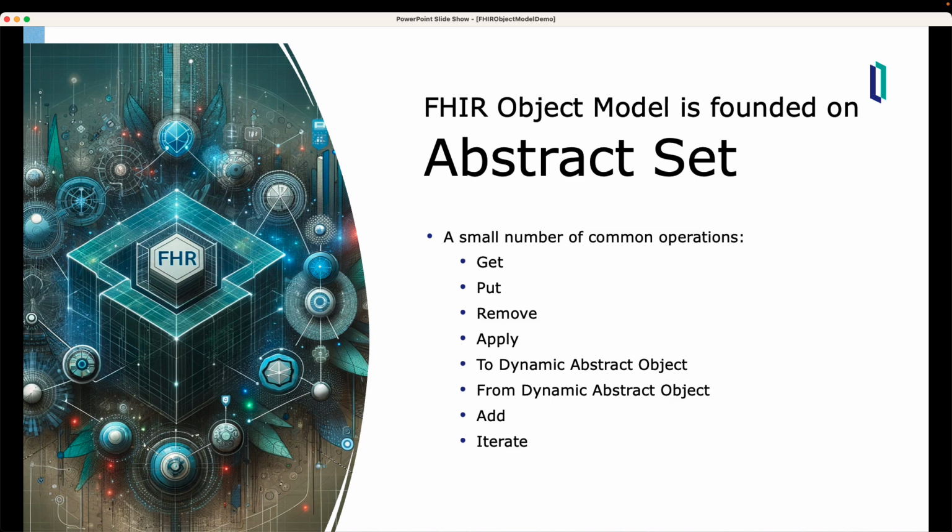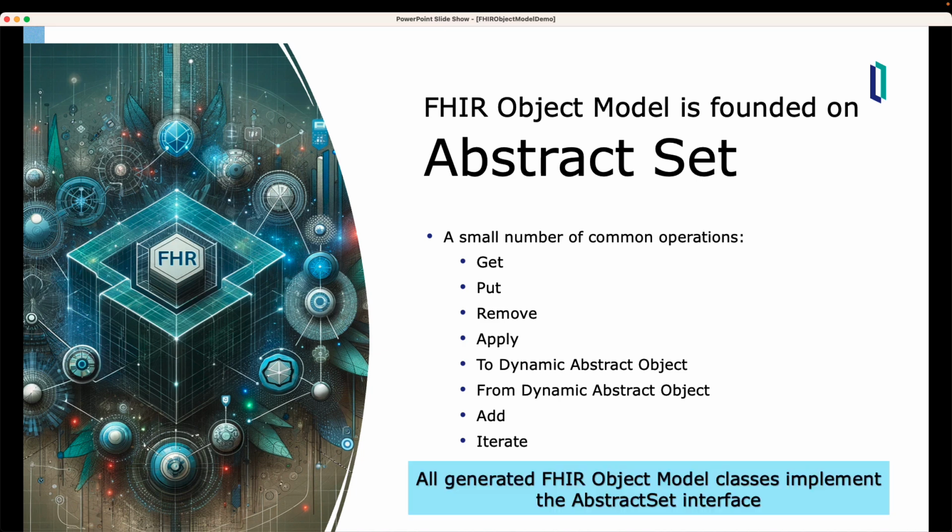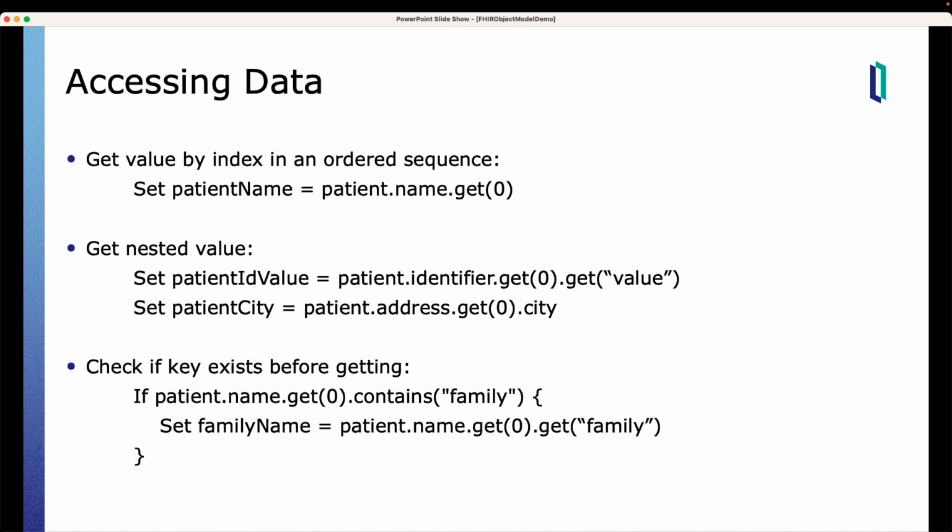The key base class for all of these FHIR model classes is abstract set. So there's a common set of operations such as get, put, remove, apply, and you could convert from dynamic abstract objects to class objects and back again. And we'll see this in code in just a little bit. You could also add and iterate over abstract sets. All of the generated FHIR model classes implement the abstract set interface.